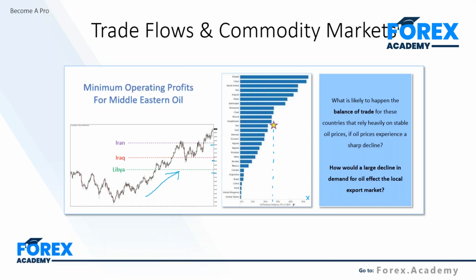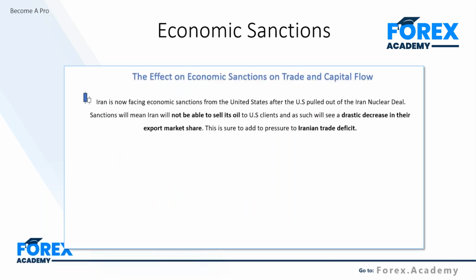Again, we can go into more detail with hypothetical economic sanctioning and really discuss the effect of economic sanctions on trade and capital flow. I'll give you three real world examples, more relevant to the past 3 to 4 years. Iran is now facing economic sanctions from the United States after the US pulled out of the Iran nuclear deal, just this Tuesday. Sanctions will mean Iran will not be able to sell its oil to US clients, and as such, we'll see a drastic decrease in its export market share.